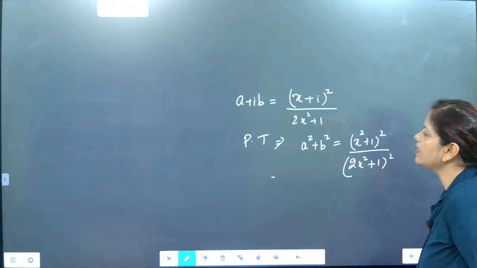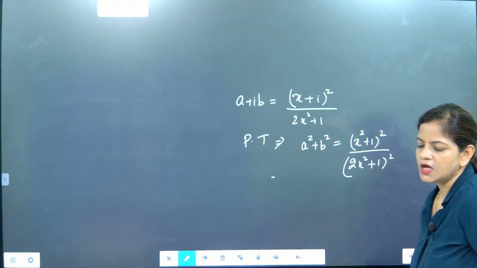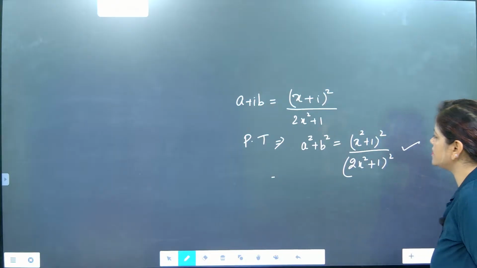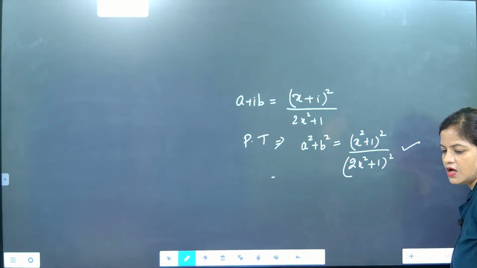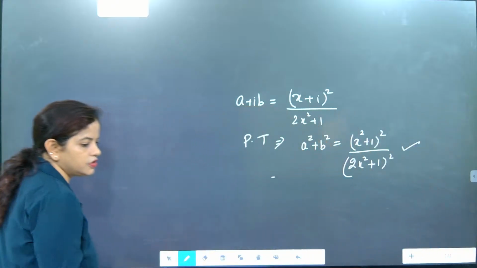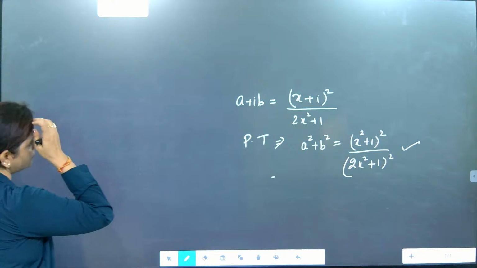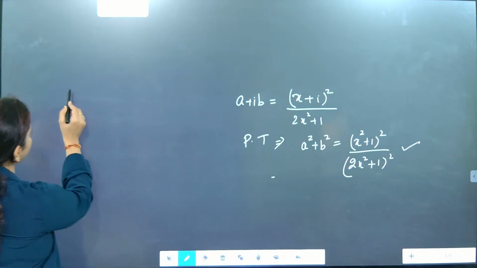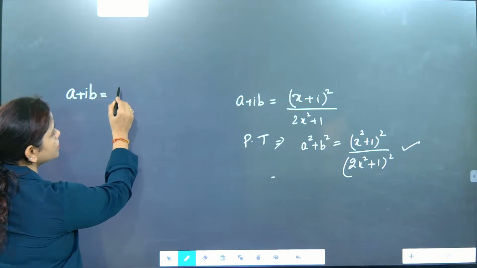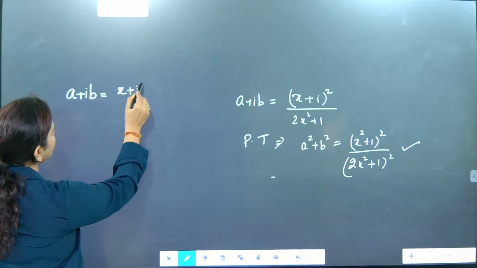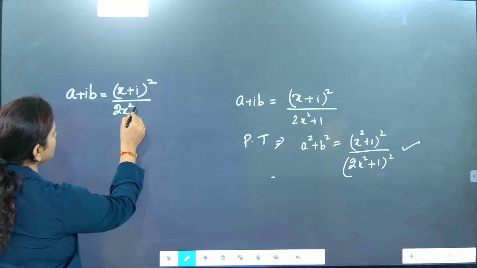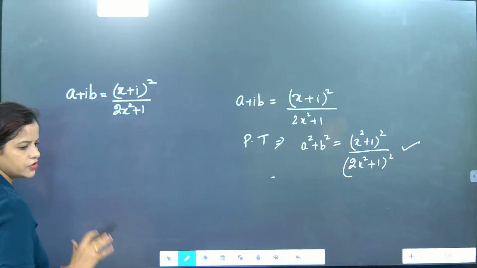A plus ib equal to x plus i whole square by 2x square plus 1 is there. So when you are solving, how are you going to solve this question? Because you need to prove this one, a square plus b square by x square plus 1 whole square. Now how to solve this question? So when they give you this question, how to go with it? First check this one out. Your given question is a plus ib is equal to x plus i whole square by 2x square plus 1. This is exactly your question.